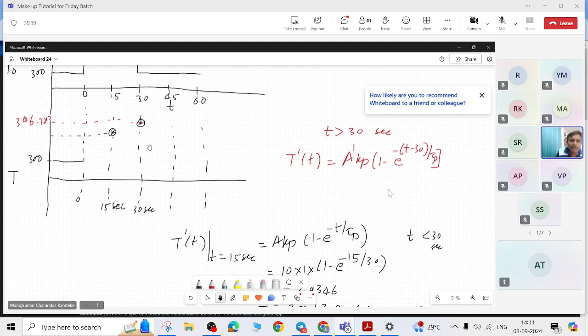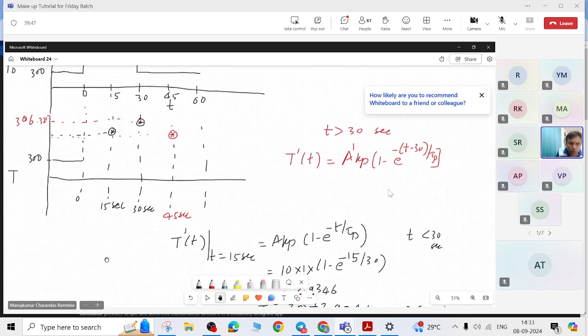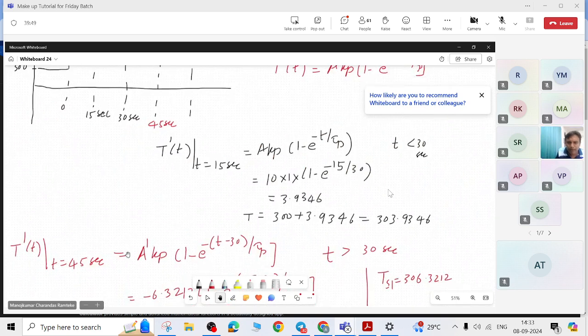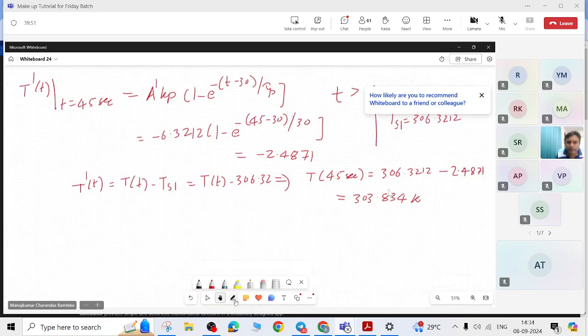So in this case, 303.83 will be somewhere here, isn't it? Lower than this. So we will have a point somewhere here. That is at 45 second. Now similarly calculate the value at 60 second. Remember that is the question number part B. So similarly calculate T dash T at T equals to 60 second. That is part B.